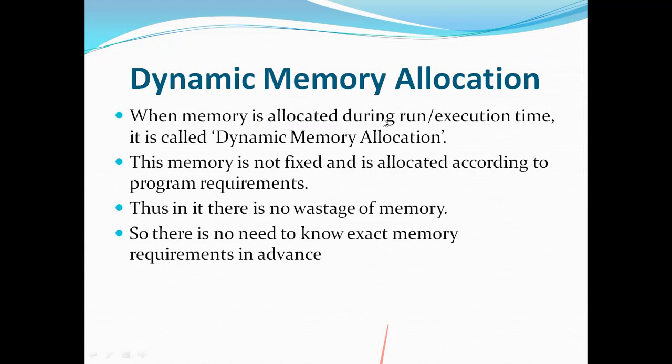When memory is allocated during the runtime or execution time, it is called dynamic memory allocation. This memory is not fixed. We can change it as required by the program. It is allocated according to the program requirement. Thus, in this, there is no wastage of memory. So there's no need to know the exact memory requirement in advance. You don't need to know how much memory the program requires.